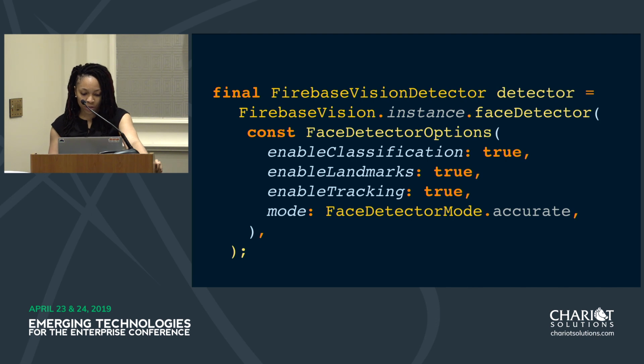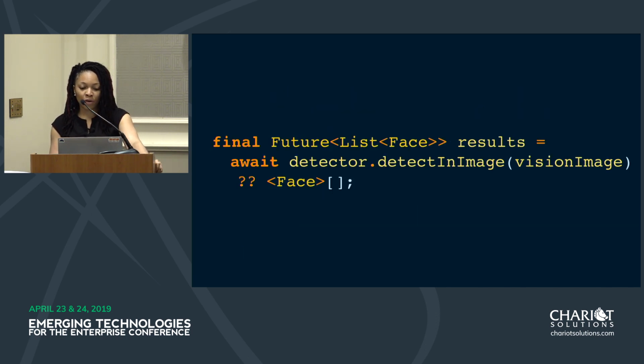Enable classification is used to determine whether a certain facial characteristic is present. So are your eyes closed? Are you smiling? Are your eyes open or closed? And then the same as before, I will detect the faces in the image, and it returns to me a list of faces.